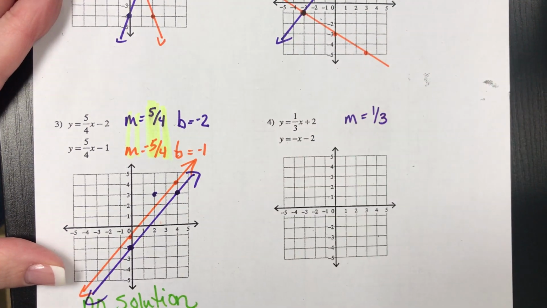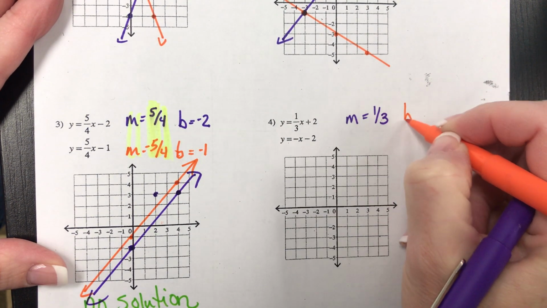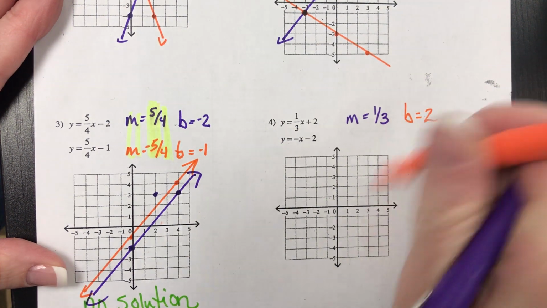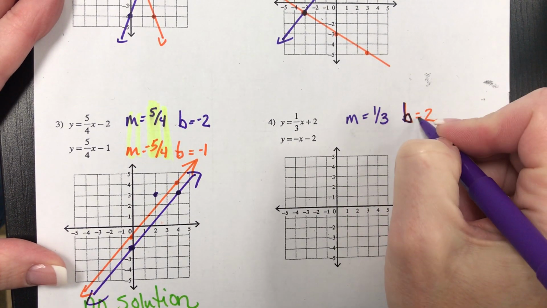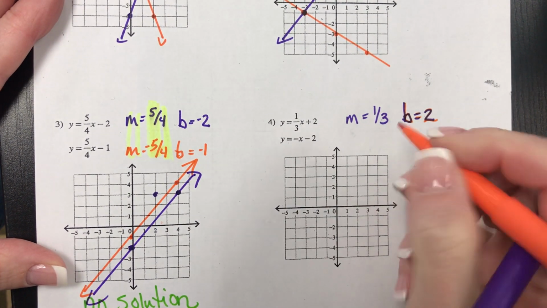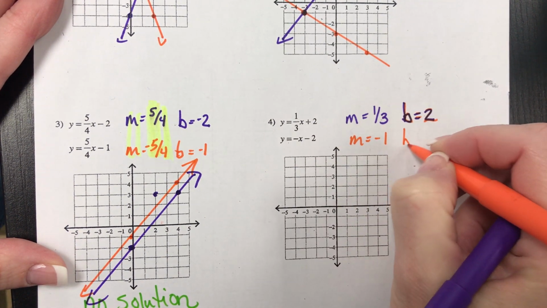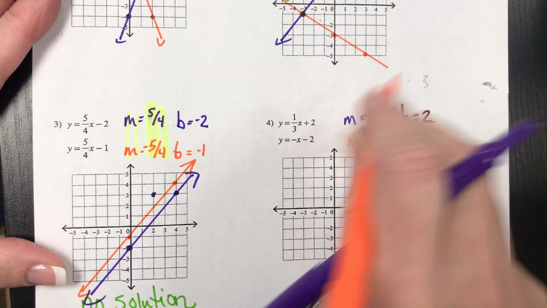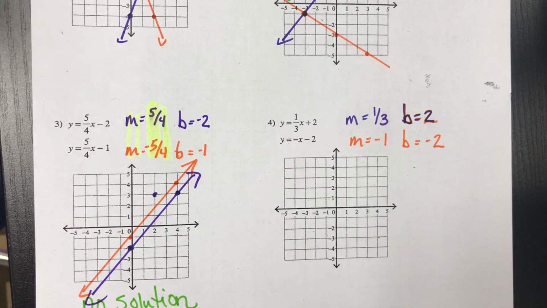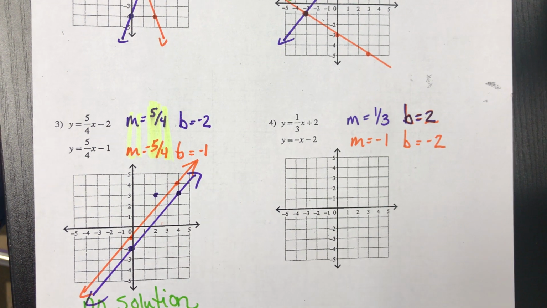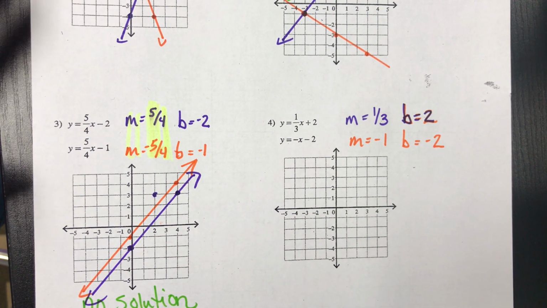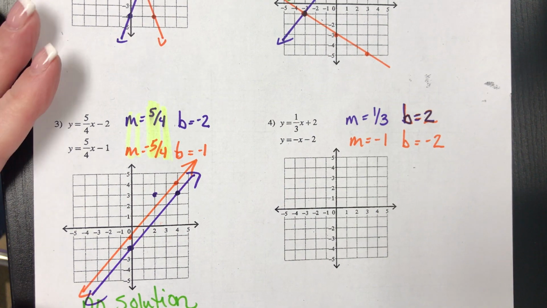M is 1/3 and B is 2. Well, let's keep it the same color. All right, and then on the second one, M is negative 1 and B is negative 2. Okay. Now, while you're watching this, I hope you're watching it on full screen. If you're trying to watch a tiny little window and me graph, it's going to be a little bit harder, so go ahead and watch full screen if you're not.